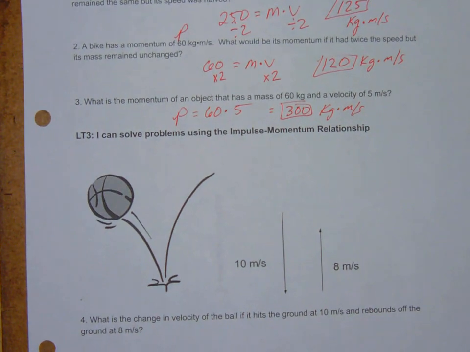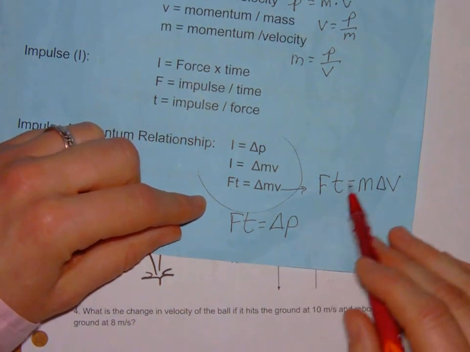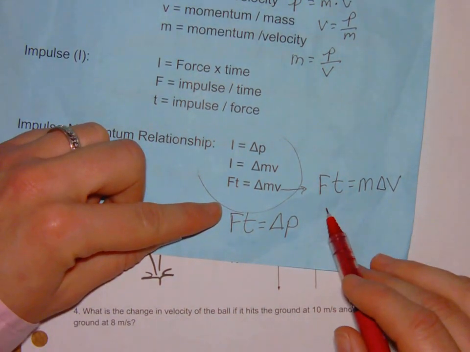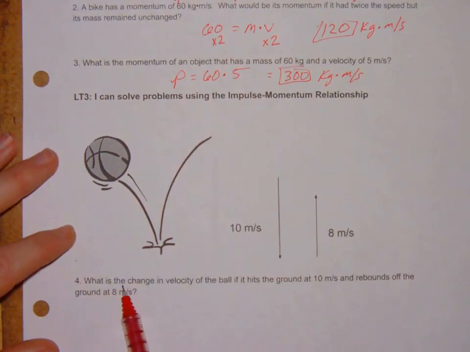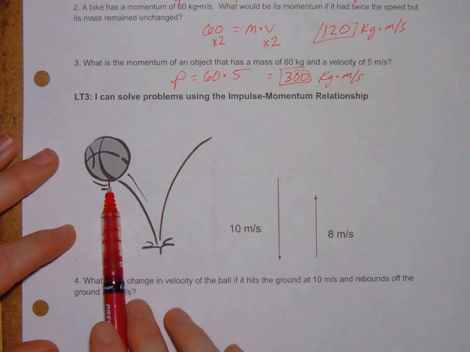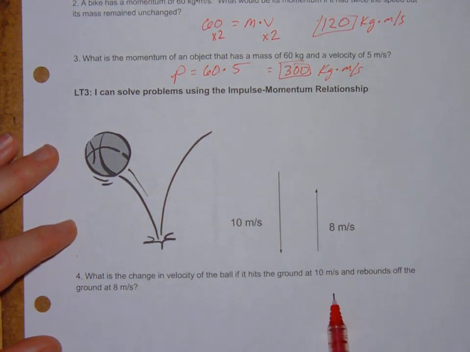And then we get into this impulse-momentum relationship. And hopefully you recall that we wrote a couple new variations down, probably about the last chance to get those onto your blue sheet if you need them. And number 4 says, what's the change in velocity of the ball? It's referring to this basketball, if it hits the ground at 10 and rebounds up at 8.